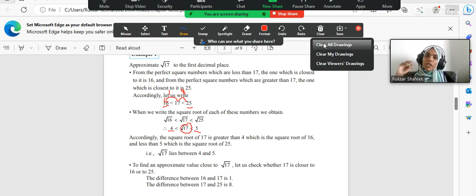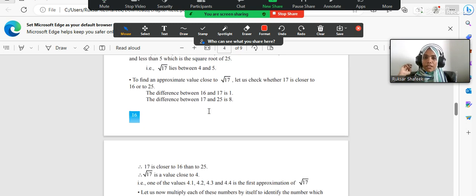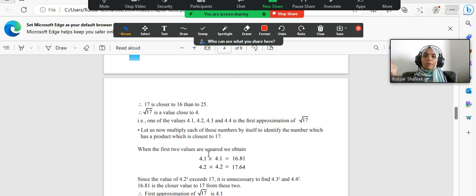So how do we check that part? What you need to do is multiply, because we know it's really close to 4. So it should be something around 4.1 or 4.2. It's even less possible for 4.4 or 4.3. But anyway, we can always check it out. So we're going to multiply 4.1 by 4.1, which equals 16.81.